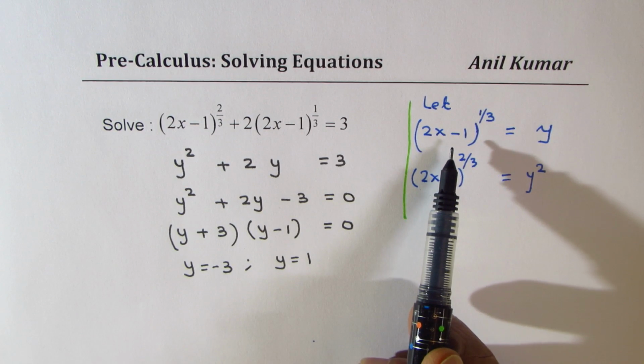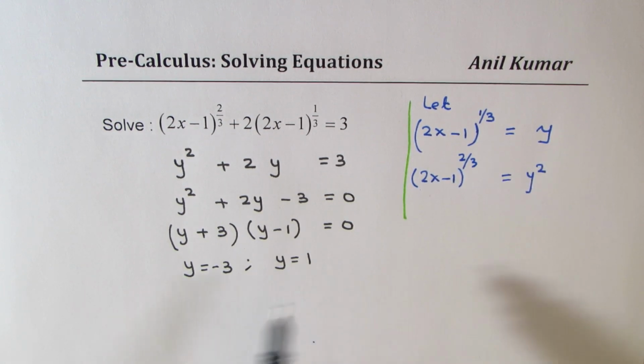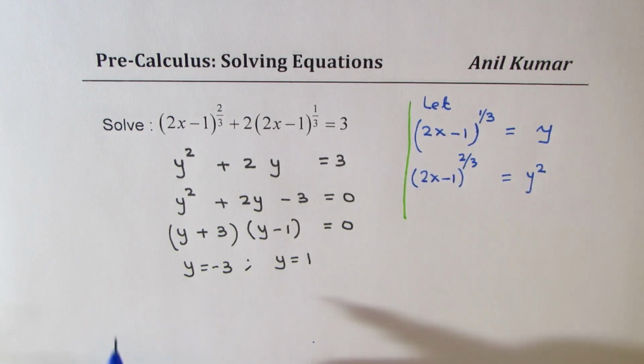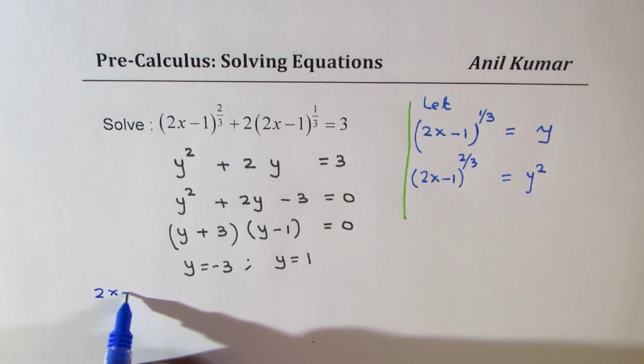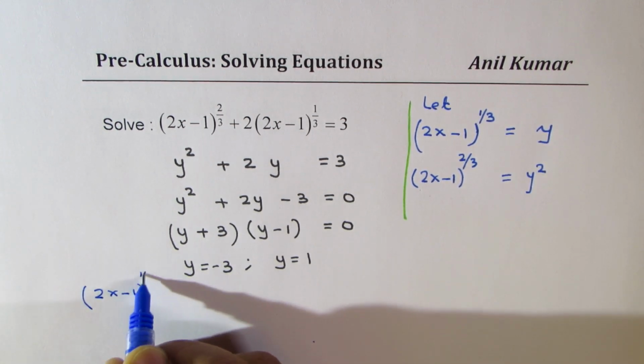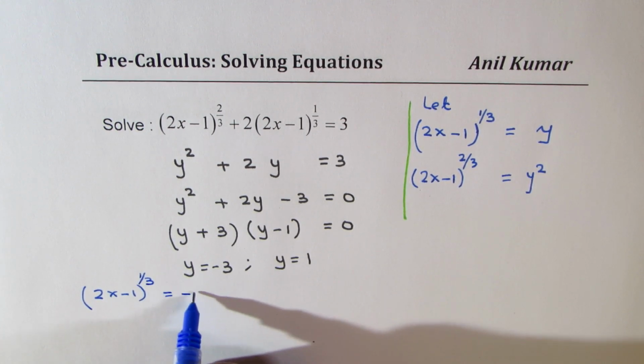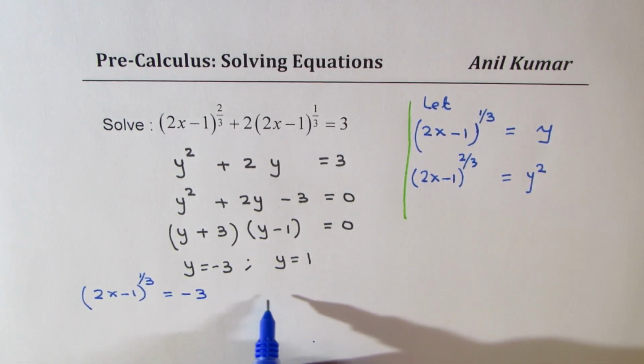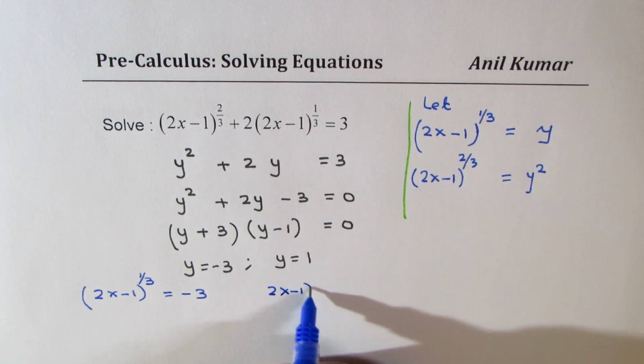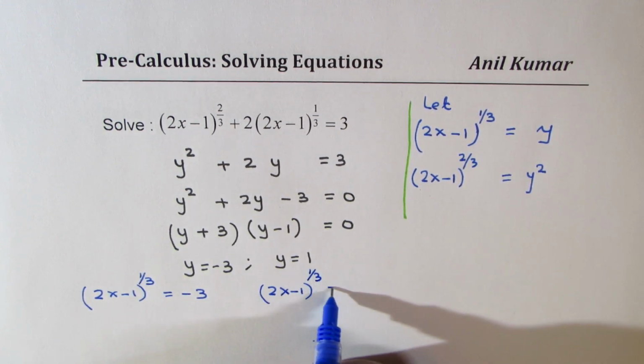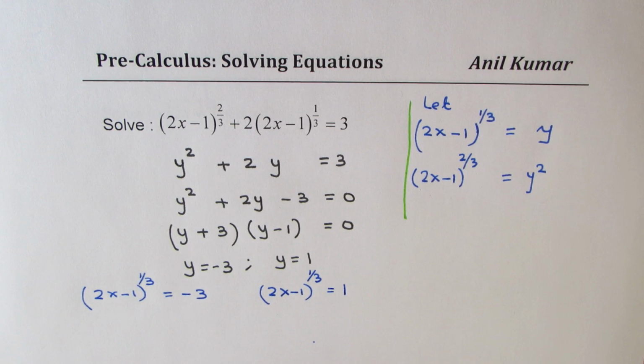Now let's see. If I replace y with (2x minus 1) to the power of 1 over 3, I get (2x minus 1) to the power of 1 over 3 equal to minus 3. And on this side, I get (2x minus 1) to the power of 1 over 3 equal to 1. How to move forward? Now we should cube both sides. Once we do the cube, we get rid of this radical, correct? So the next step is to cube both sides.